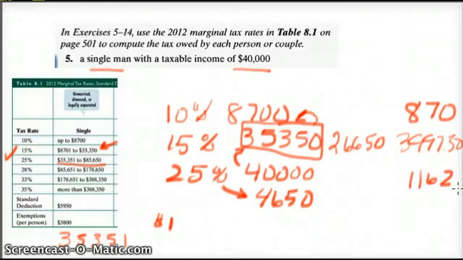So to figure out his total tax bill, we have to add all of these three together. And you get something like 6,030. That's a lot of taxes, folks.